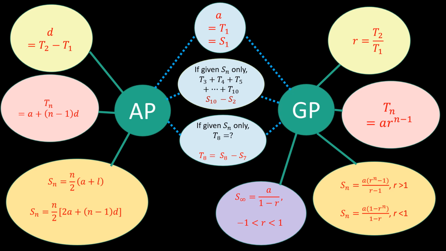Okay, alright. So I hope this double bubble map will help you have a better understanding of the AP and the GP, and this will be the summary for the whole chapter. Thank you.